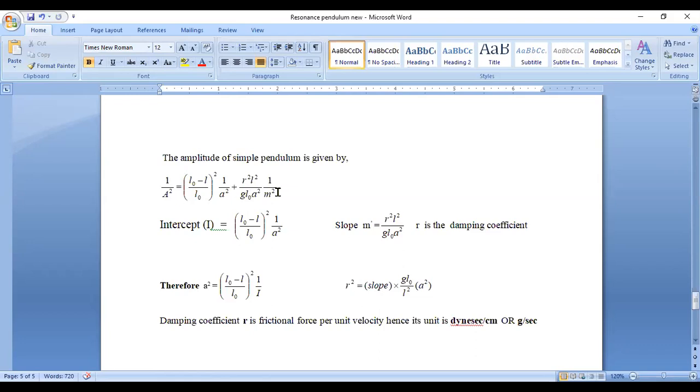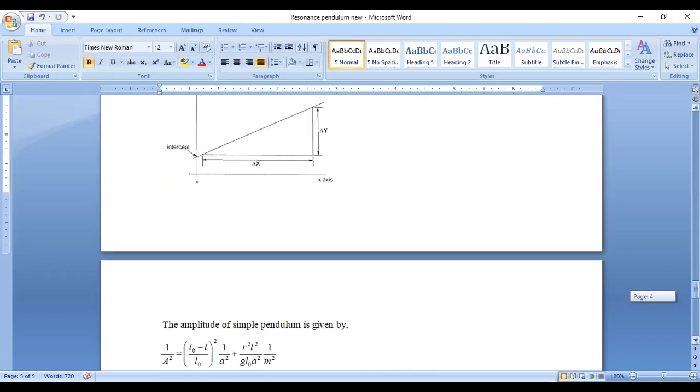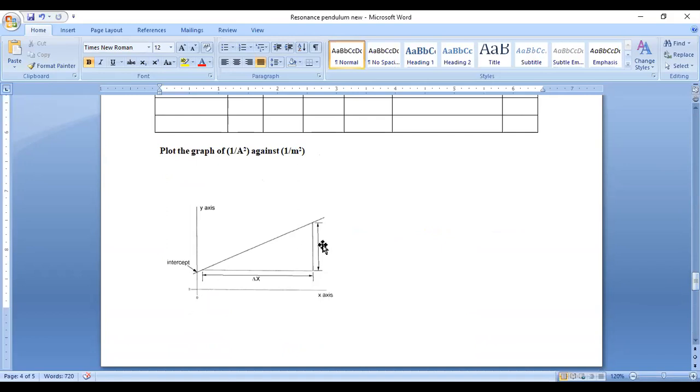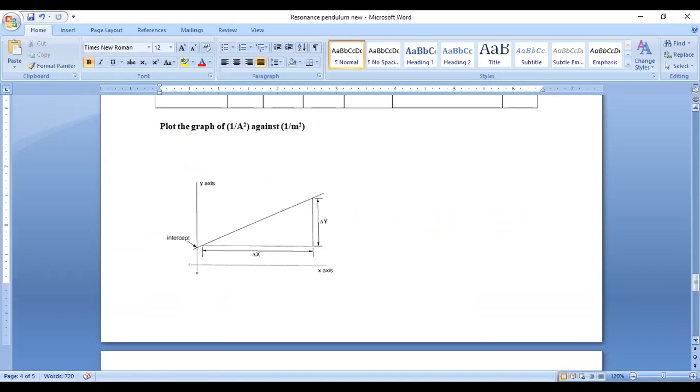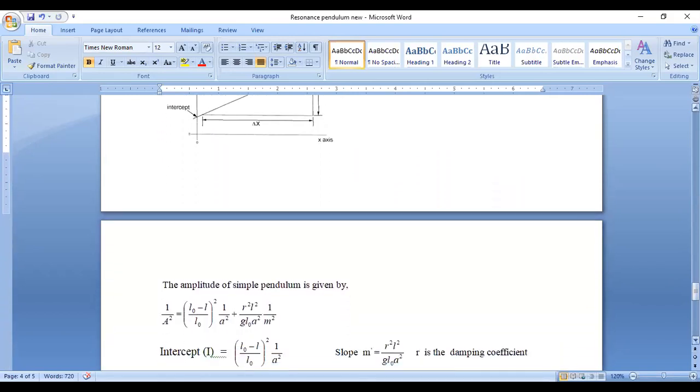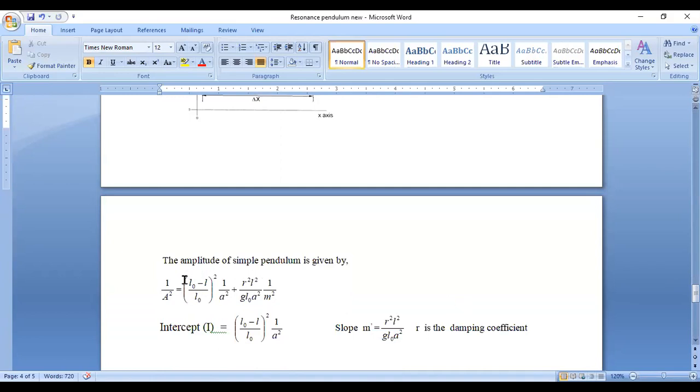you will get the slope of the graph, the mx term. So the slope of the graph is R square L square over G L0 a square. If you plot a graph of 1 upon a square versus 1 upon m square, the nature of the graph is this, and you get an intercept on the y-axis. This intercept is given as c in y equals mx plus c. This intercept is (L0 minus L divided by L0) whole square into 1 upon a square.